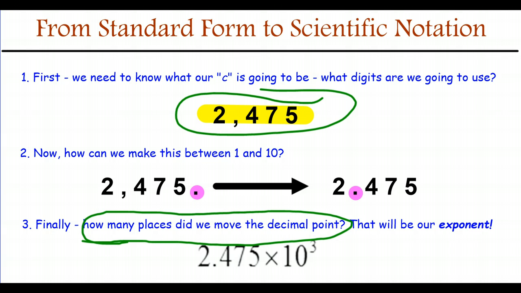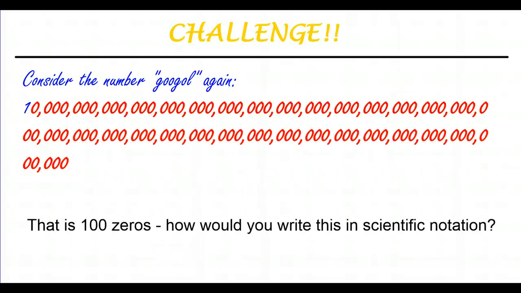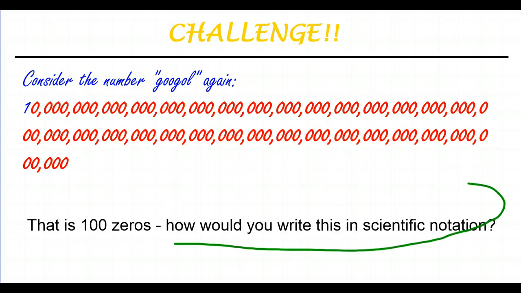And the last thing I'll leave you with is just that number that we started the first video lesson on scientific notation about, Google. Now remember that Google is 1 followed by 100 zeros. So the question I have for you to work on as a challenge if you want to, but you don't necessarily need to, and to bring it into class tomorrow when you come, is that if we have the number Google, which remember is just 1 followed by 100 zeros, how would you write this number in scientific notation?